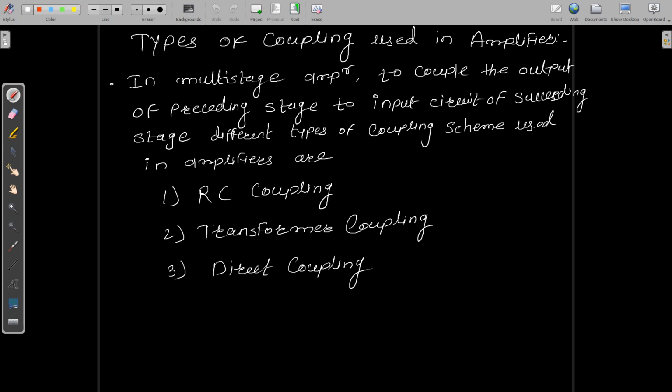Everyone. Today our topic is coupling in amplifiers. We know that when we have practical applications of amplifiers, we use more than one stage of amplifiers. In such stages of amplifiers, you need to have the cascading of the amplifier stages.